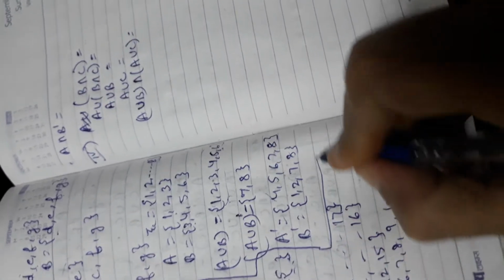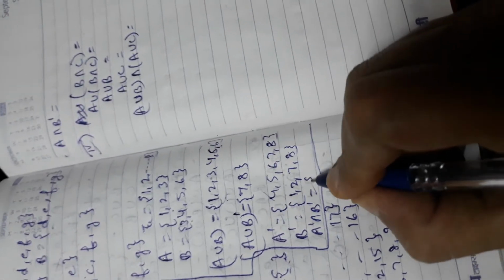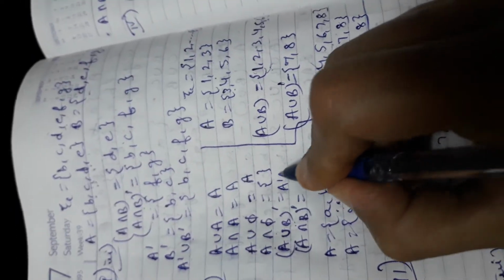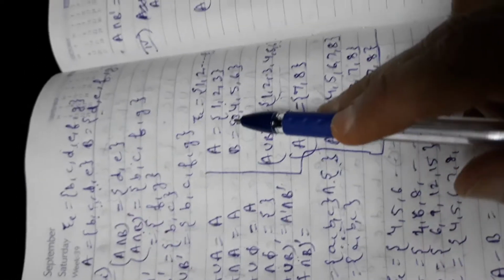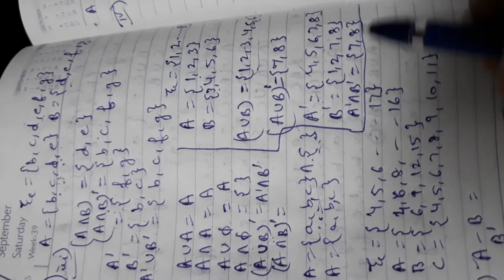Now what is A' intersection B'? A' intersection B' is {7, 8}. So (A union B)' is equal to A' intersection B'. That is De Morgan's law also, and here I have proved and shown it to you. A' B', so this is the solution.